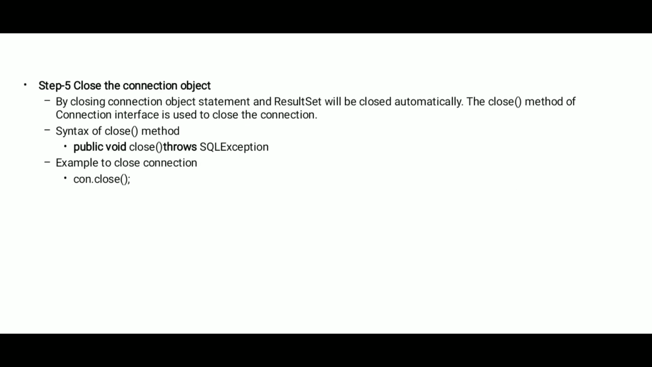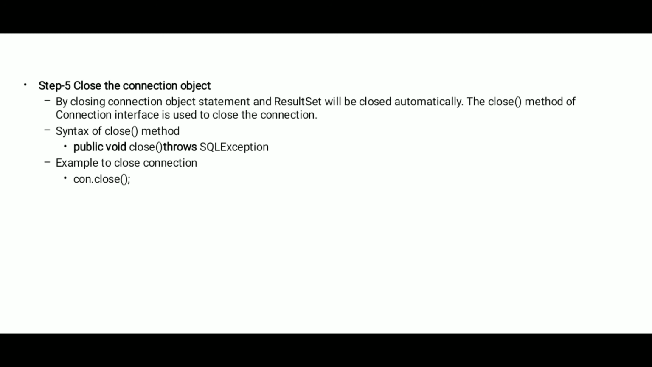And the last step is to close the connection. When you have got all the data from the database, at last you have to close the connection object. By closing the connection object, the statement and result set will be closed automatically. The close method of the Connection interface is used to close the connection. For that you just need to write a close function. It does not return any value. The syntax of the close function is public void close, and it throws SQLException.